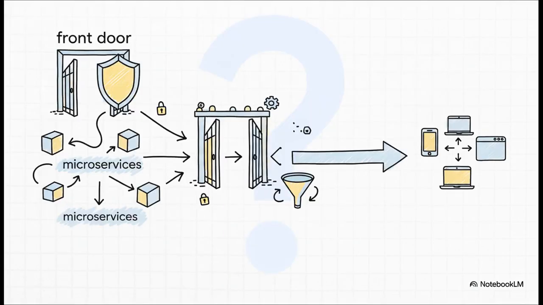And really, this all boils down to one fundamental central tension that every organization has to figure out. By its very nature, an API gateway is a point of centralized control. But the whole reason we do microservices is to give teams decentralized autonomy so they can move fast. So how do you balance those two opposing forces?